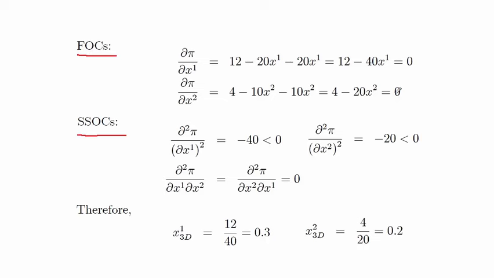So therefore, from this equation and this equation, we can find the profit maximizing quantities. So x1, which I denote by 3d for the third degree price discrimination, is equal to 12 over 40 or 0.3. So this is 30% of the insurance coverage, and x2 is equal to 4 over 20 or 0.2, or 20% of the insurance coverage. Okay, so we just need to determine the prices that each type consumer will pay.